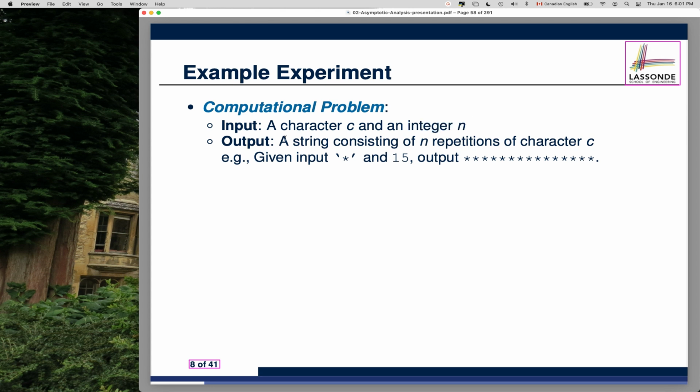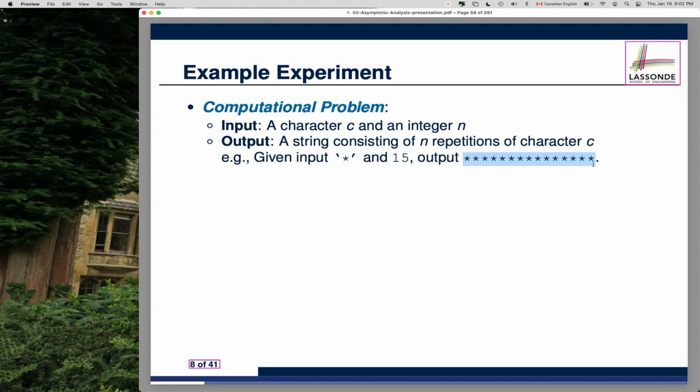And the output is going to be just another string, which repeats the character C n times. As simple as that. For example, if you give a star and also 15, you're going to output a star repeated 15 times as a string. As you can see, the structure of the input doesn't quite matter in this case because you're repeating the character. So we're going to focus more on the sizes of the input.